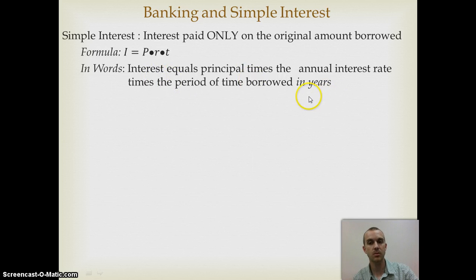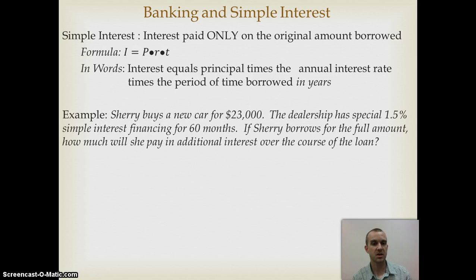And in years is the key part. A lot of times you'll get it in months, and you need to make sure you convert it to years. So here's an example. Say Sherry wants to buy a new car. It's $23,000, and they got a special deal where they're paying 1.5% simple interest for 60 months. You're not normally going to get that with a real car dealership. So if you ever see that, take it. If Sherry borrows that full amount, how much will she pay in interest over the course of the loan?